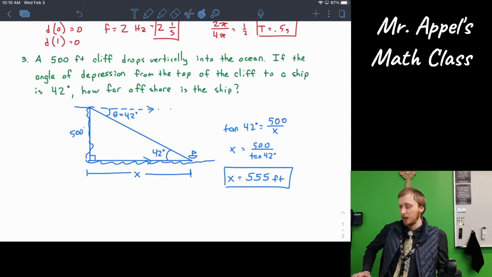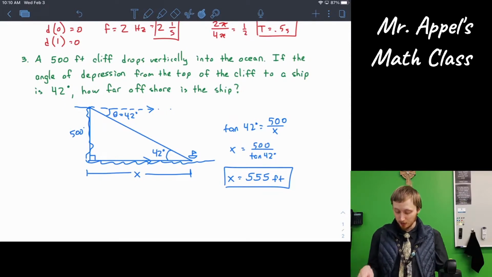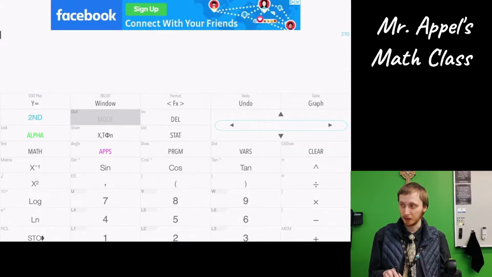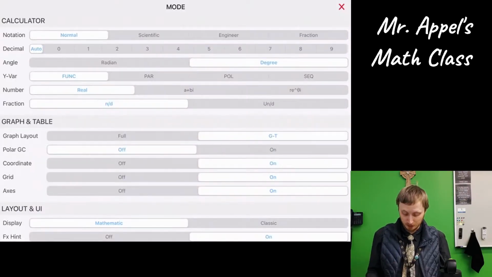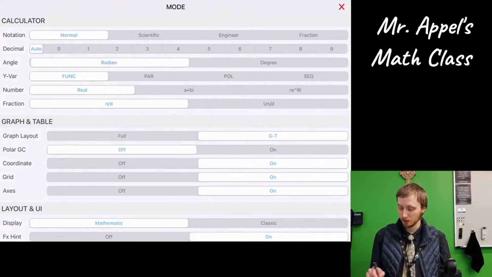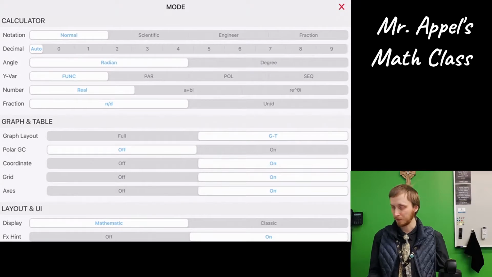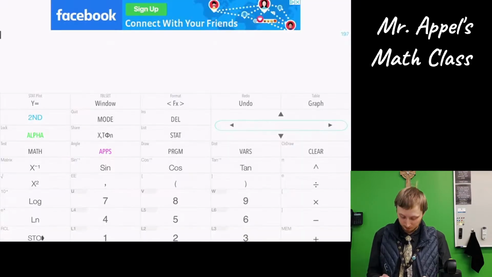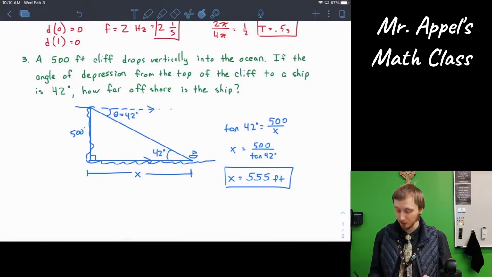How do you switch back? If you're using a TI-84, you're going to go to the mode at the top, right up there. You'll have a similar option somewhere there that says radians or degrees. Any other questions?